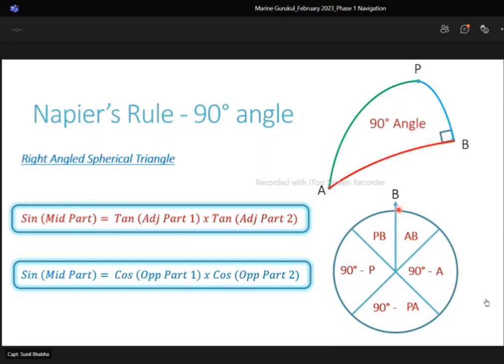So to put it in short, the Napier's rule is quite robust, and a little bit of change in the application is not going to make any difference in your answer.